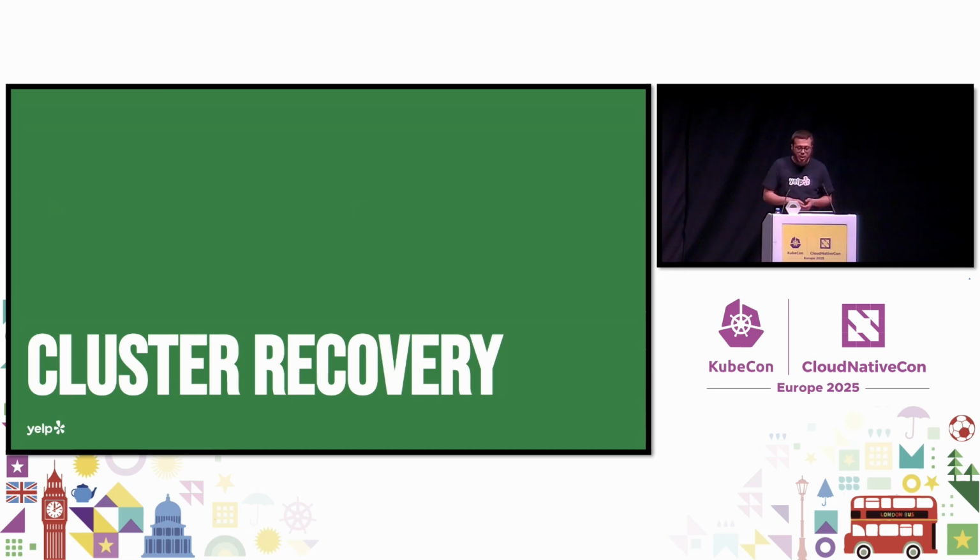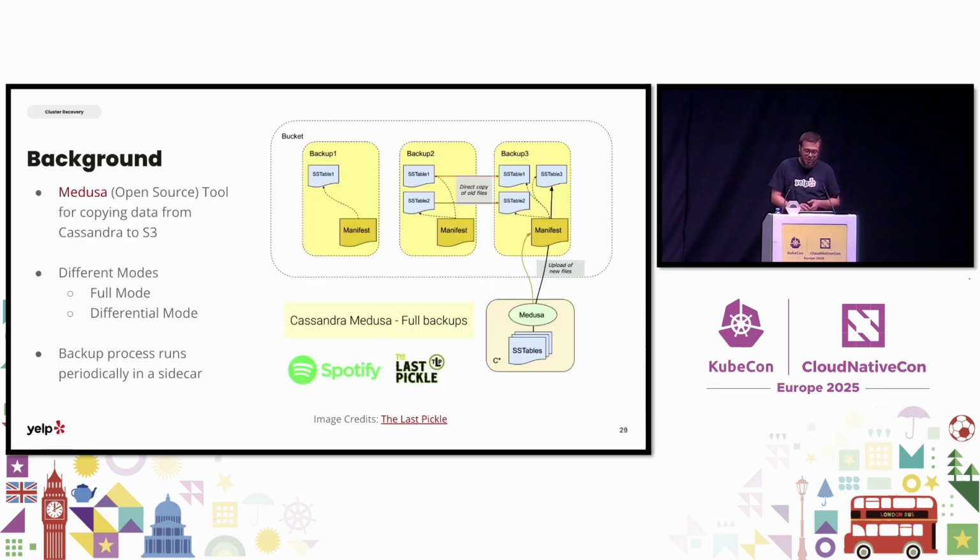The last case I would like to talk about is recovering a cluster from backups. We use Medusa, which is an open source tool for copying SSTable formatted data on disk to S3. And the picture on the right side shows the architecture of Medusa. So in addition to the SSTable files, there are some manifest files that contain metadata and information about, like, the timestamp at which the backup was taken, backup type, etc. In our environment, we support both the full mode and differential modes, but we try to leverage the differential one as much as we can.